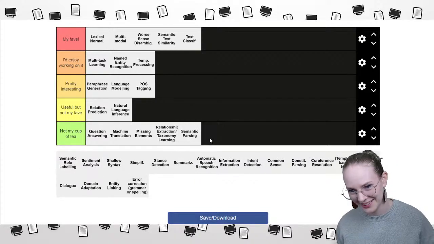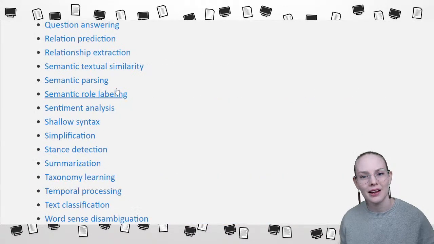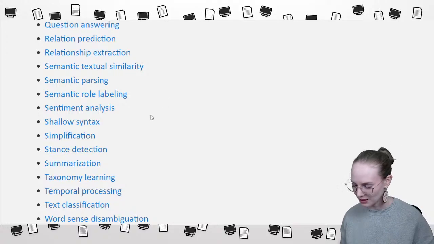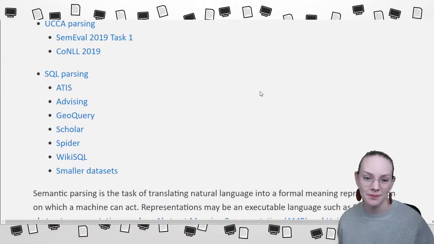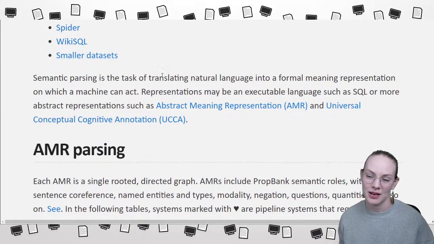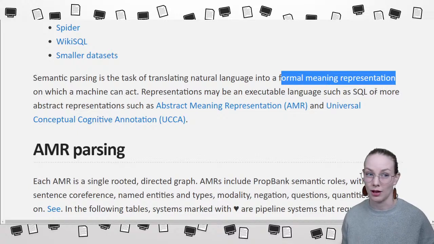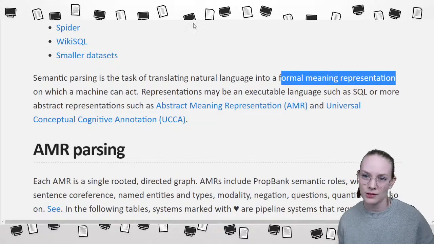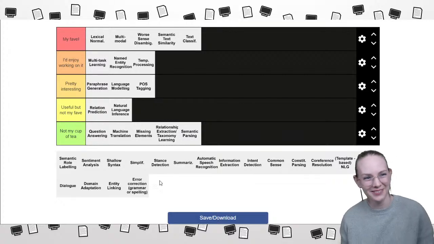Semantic parsing. Oh my God. Remember when I said semantics and syntax just make me tired? I don't know what it is about them, but I think it's a lot of detailed relationships between things, which I find tiring to remember. I'm gonna pop this open. This is just a bunch of parsing tasks. So taking natural language and then creating a formal meaning representation. Usually it's some sort of logical representation. I have done a fair amount of semantic parsing by hand in graduate school as part of my coursework. Did I cry? Maybe a little bit.